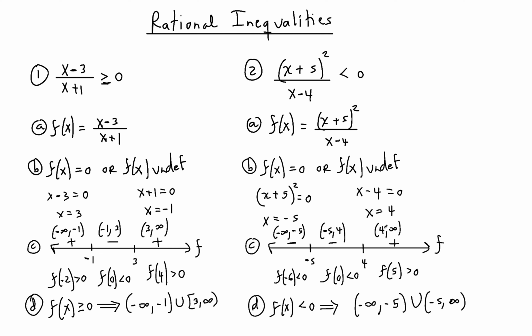We choose values in the three subintervals, and we fill out our number line with a plus, a minus, and a minus. And we note that the answer to the original question is equivalent to answering when f of x is less than 0, and that happens between -infinity and -5, and -5 to infinity.